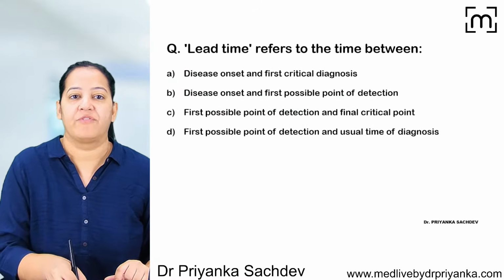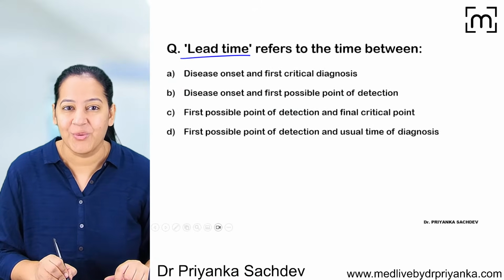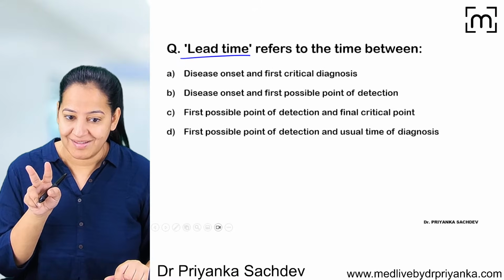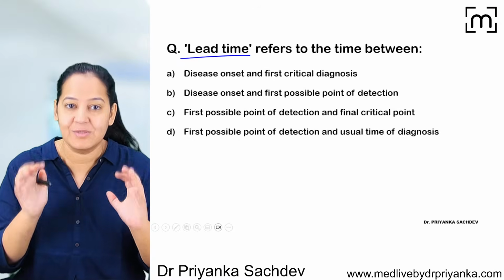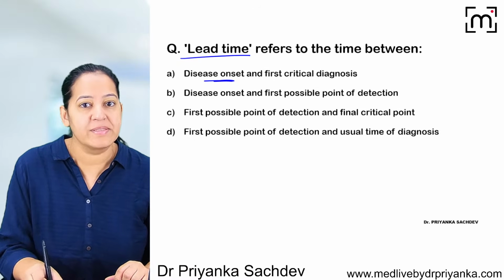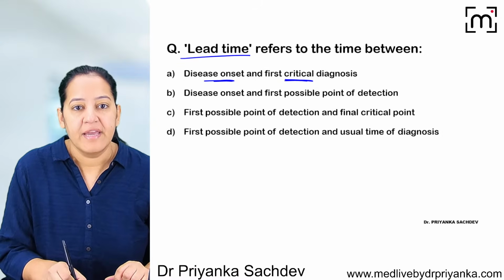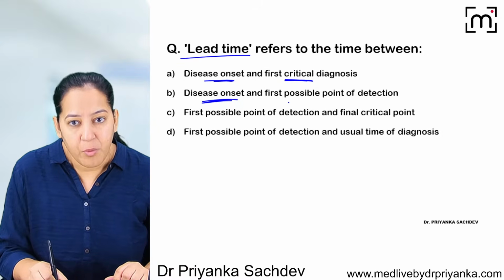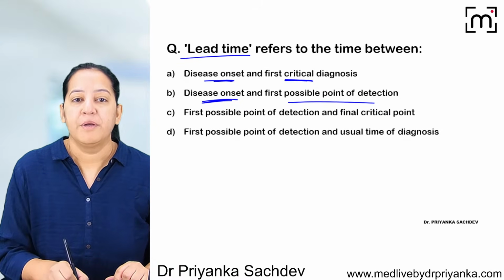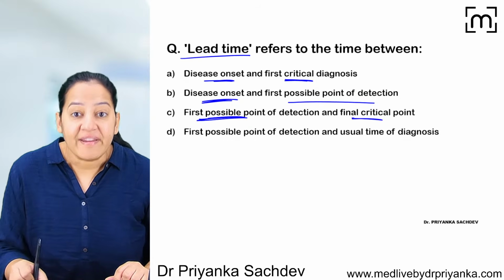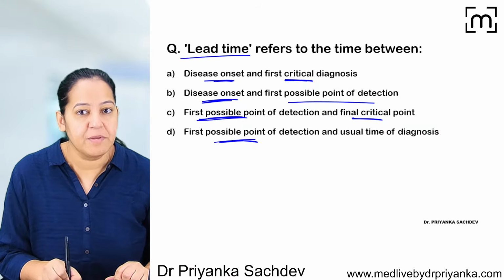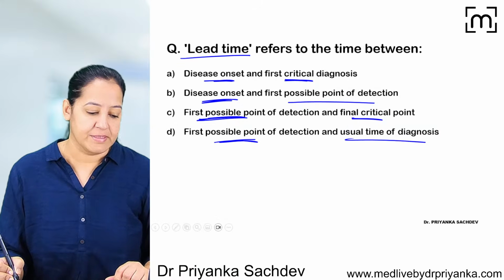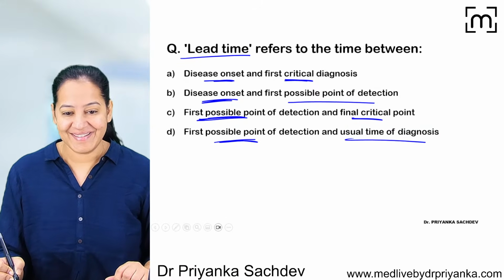The next question is in front of you. Can you tell me what is lead time? Just now I taught you. Between what two points is the time known as lead time? Is it between the disease onset and first critical point? The disease onset and first possible point of detection? Between the first possible point of detection and final critical point? Or between the first possible point of detection and usual time of diagnosis? What is the correct answer?